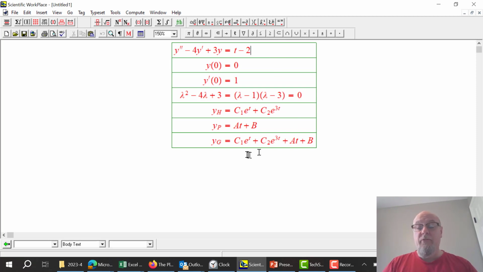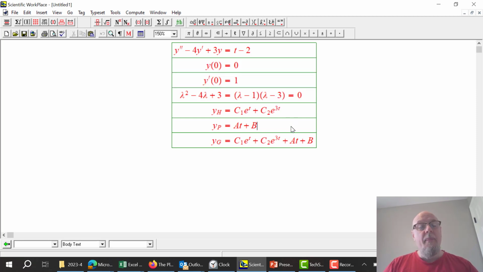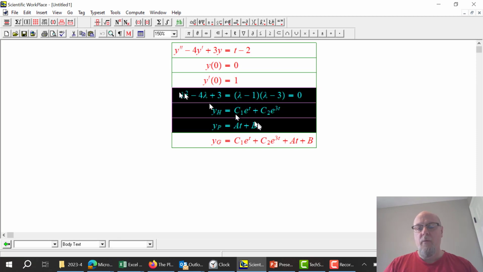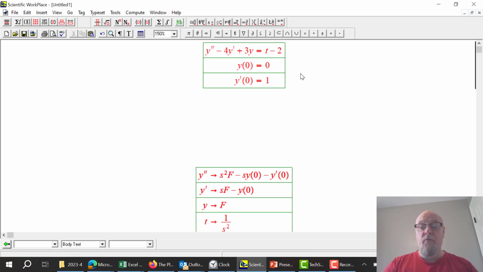You would end up with a general solution that would be your homogeneous solution plus your particular solution. When you wrote it out like this, though, the a and the b would be known quantities because you would have found the a and the b using unknown coefficients. You would then find c1 and c2 using your initial conditions. Okay, that's how I would do it the eigenvalue auxiliary equation way. I'm going to use instead Laplace transforms.